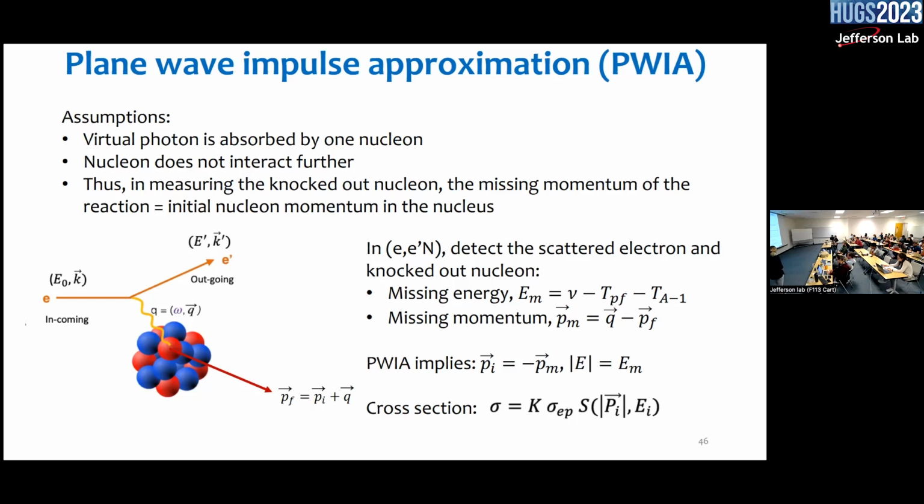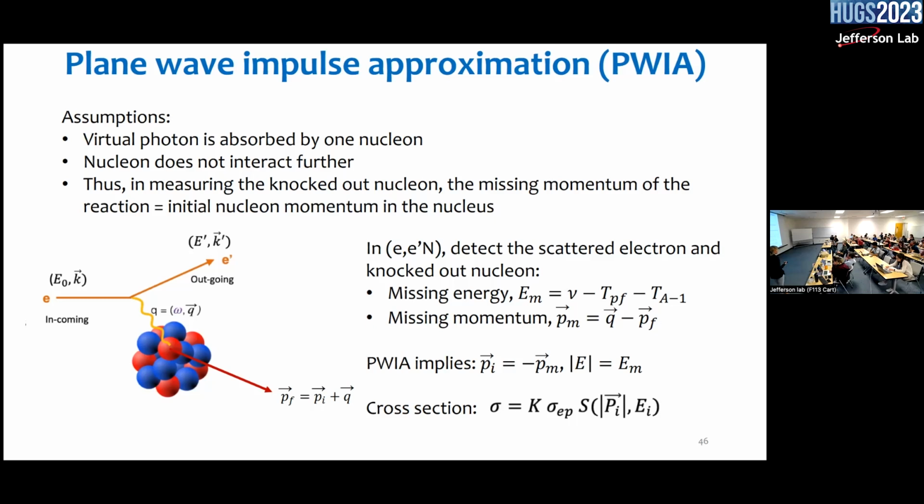So these are the equations for how we describe the plane wave impulse approximation and this assumption, which is really important. You have the electron come in, emit a virtual photon, and scatter, right? We measure the scattered electron, and then we measure the knocked out proton. You would say that this knocked out proton had some initial momentum and Q. Then we measure P final, and we know what Q is from the electron. And so we can reconstruct the missing momentum. So we have the missing momentum, and we have the missing energy of the reaction. And these are the implications here.